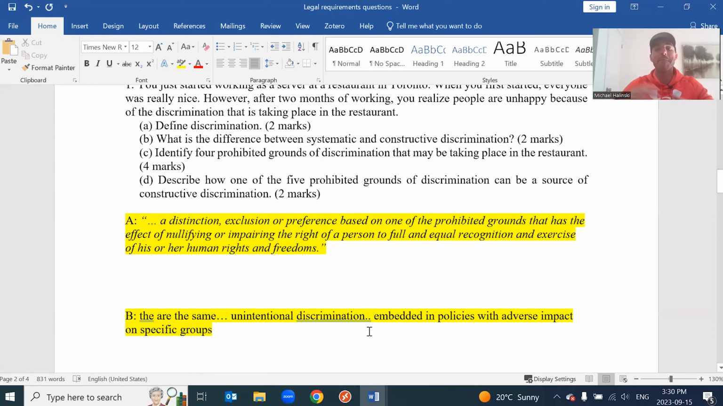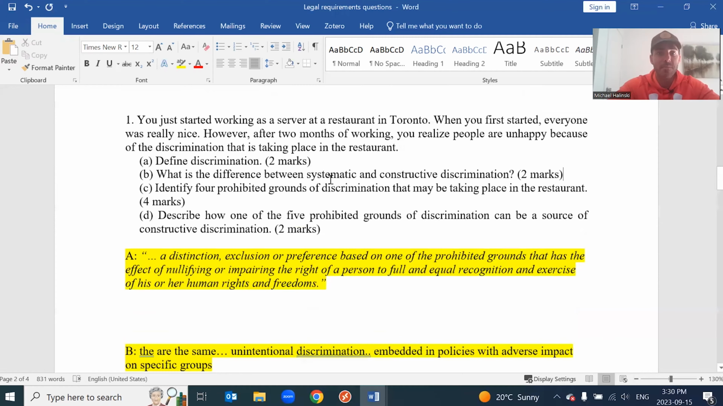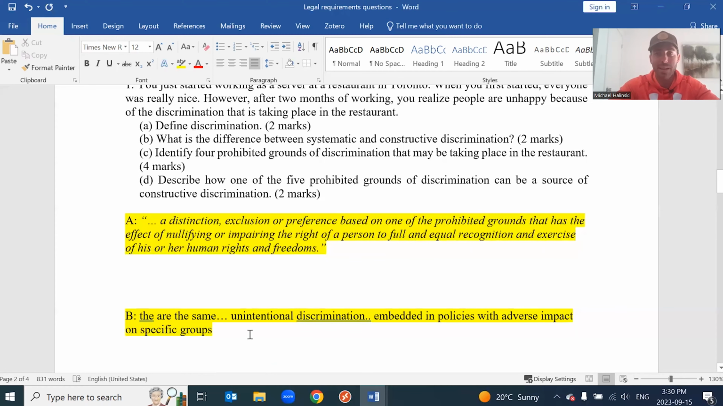It's this idea that you're embedding discrimination within the policies that have an adverse impact on certain groups. You could describe it as having a policy that suggests you need to be a certain height. Say, for example, you need to be above 5'10" to be a server in Toronto, and if you're not, then you can't get the job. But really that's gender-based discrimination, as men tend to be taller than women. So you're discriminating against women, and the height doesn't really matter to be a server. That would be one example of it.